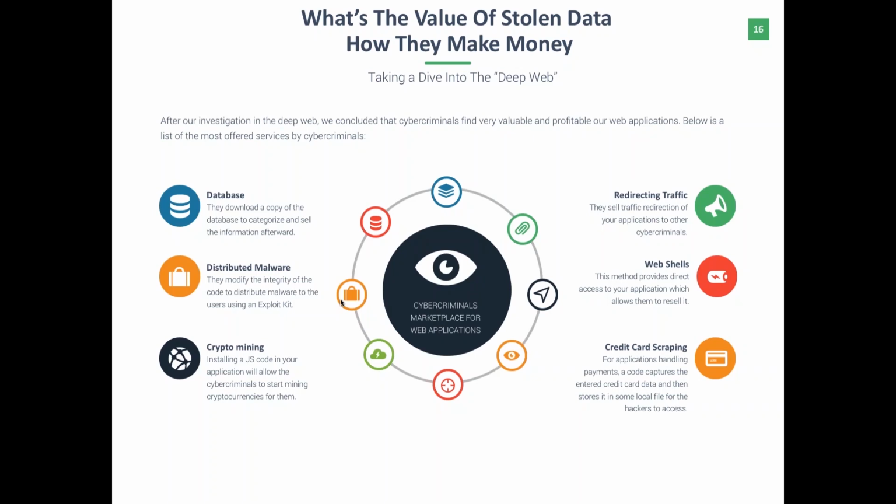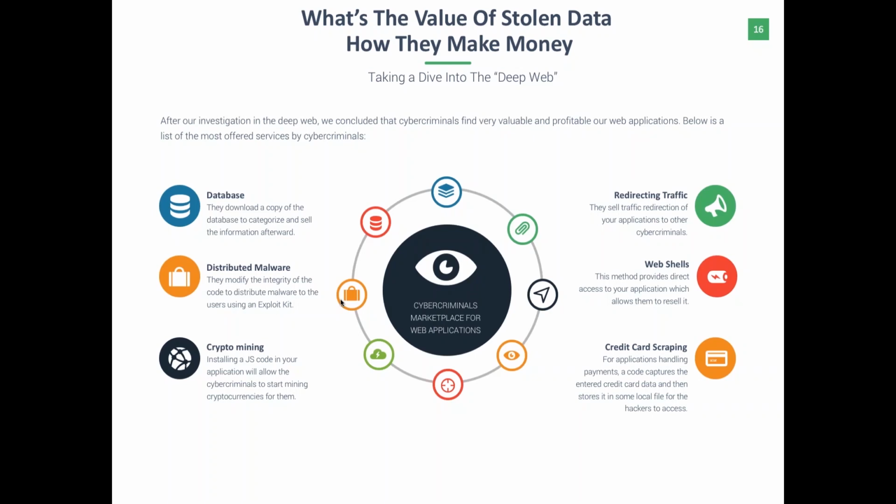And the last one is credit card scraping. If your application happens to be an online store and you are handling payments, they will modify the code and they will capture every payment that your users are making, and they will later on use those credit cards for whatever they want.